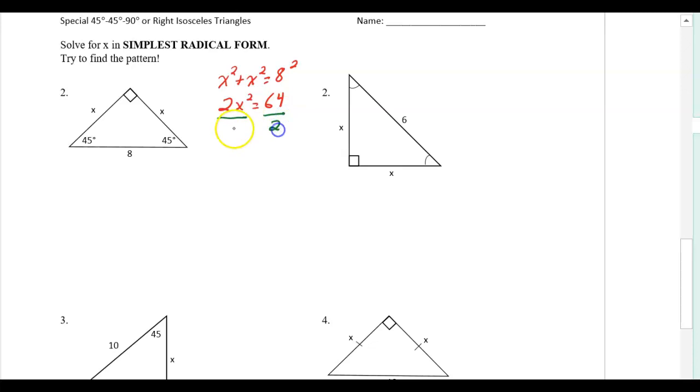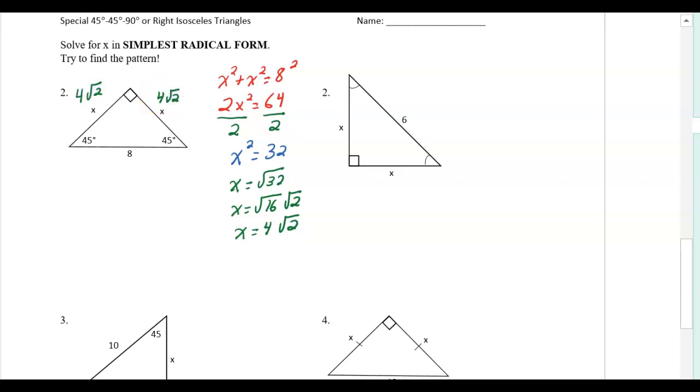I'll divide both sides by 2. So we'll get x squared is equal to 32. So x is the square root of 32, and you could break that down into the square root of 16 times the square root of 2, which is equal to 4 square root of 2. So in this problem, both legs are 4 square root of 2. Feel free to pause the screen, try example number 2, and then come back.